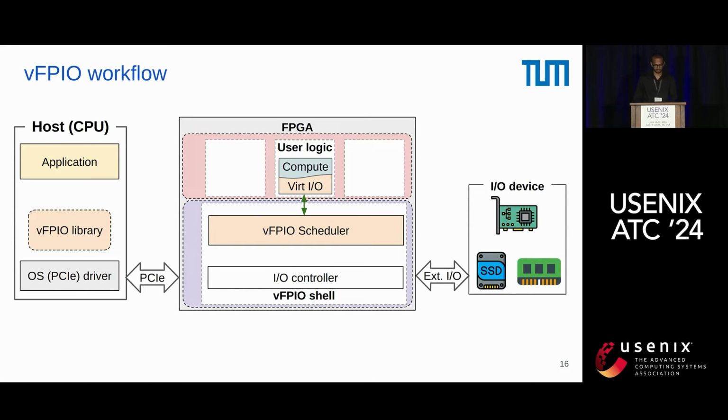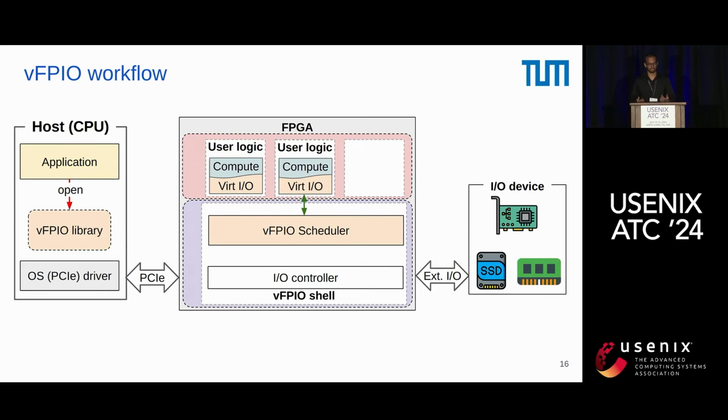So firstly, the host side part of the application has to invoke the init API in the vFPIO library, through which it can offload the bit stream into one of the available slots on the FPGA's region. Please note that the bit stream has to be pre-compiled with the virtual I/O module before the offloading can happen.